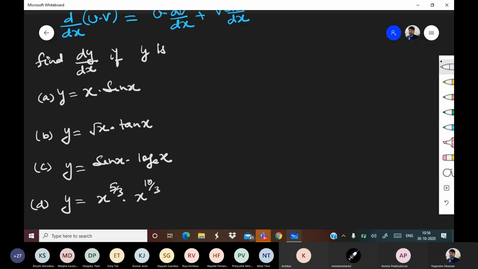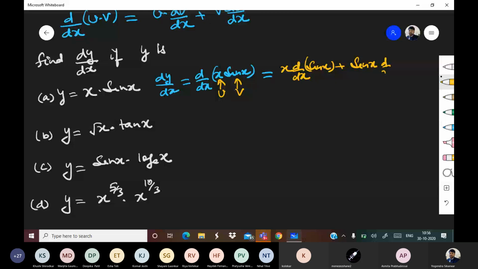Okay, everyone, please pay attention. So in the first case, dy by dx will be d by dx of x into sin x. Now if I call this u and this v, what we need to do is x into d by dx of sin x plus sin x into d by dx of x, right? So that will give us x cos x plus sin x. Our answer in the first case will be x cos x plus sin x.